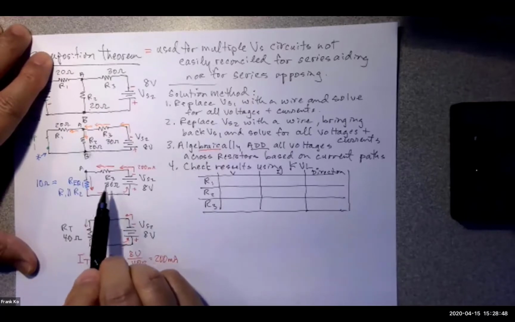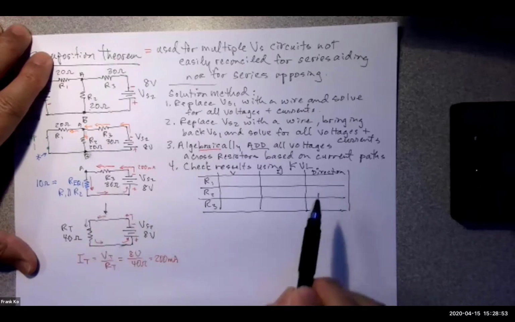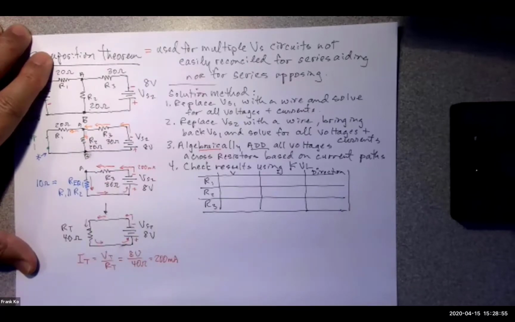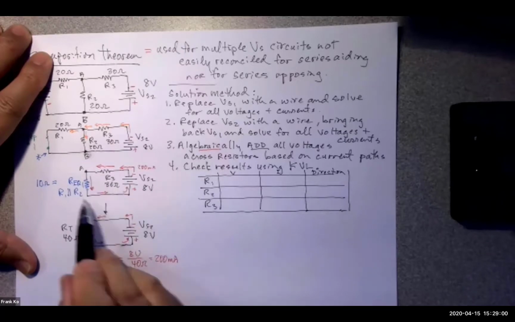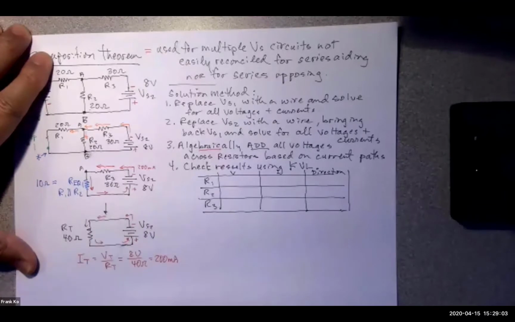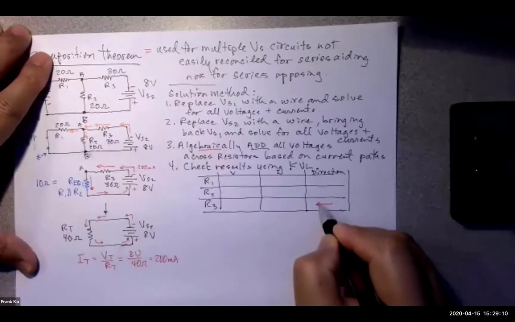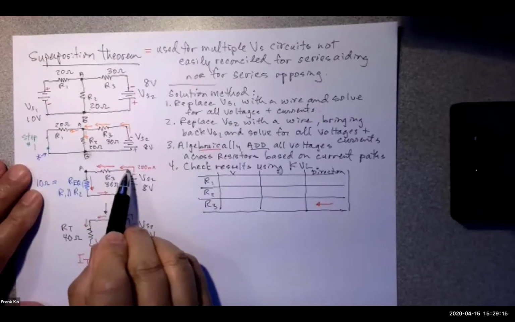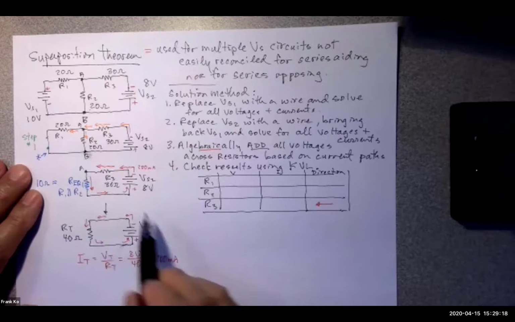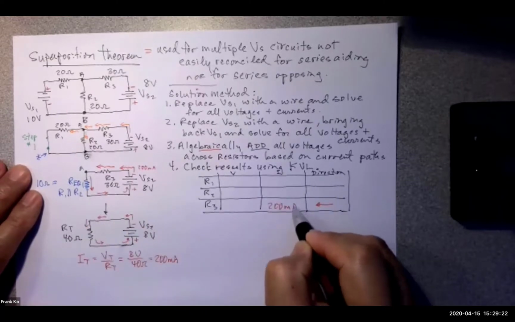So for R3, do I have a direction of current flowing through R3 that I can fill into this chart? Is the direction through R3 flowing to the left, as evidenced by this drawing? The answer is yes, and it's flowing to the left. So I draw an arrow to the left. Do I have a value of current flowing through that resistor? The value of current happens to be 200 milliamps.